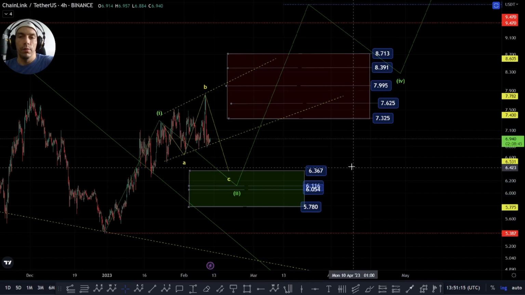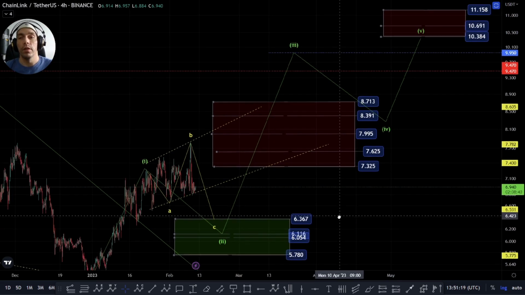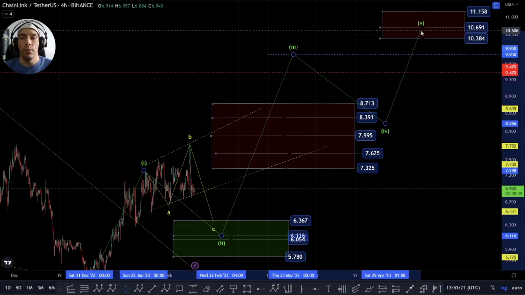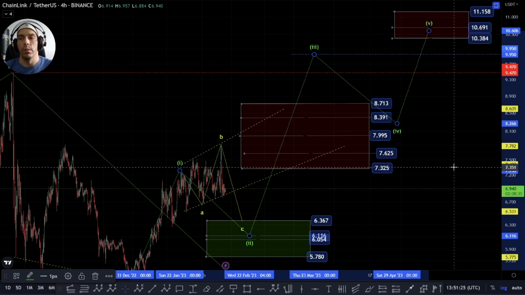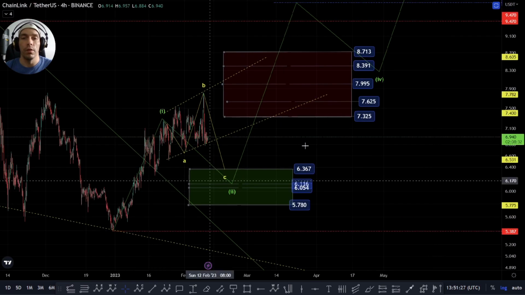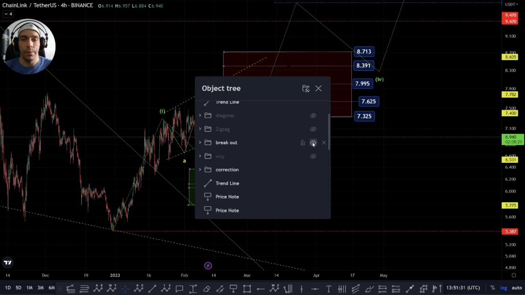We do have what seems to be a five-wave move to the downside, so we need to be careful because these can obviously extend out. So if we did get a five-wave move from the 618, effectively we could look for this 11.15 to this 10.38. Though this is the least likely option in the way I'm currently looking at it.